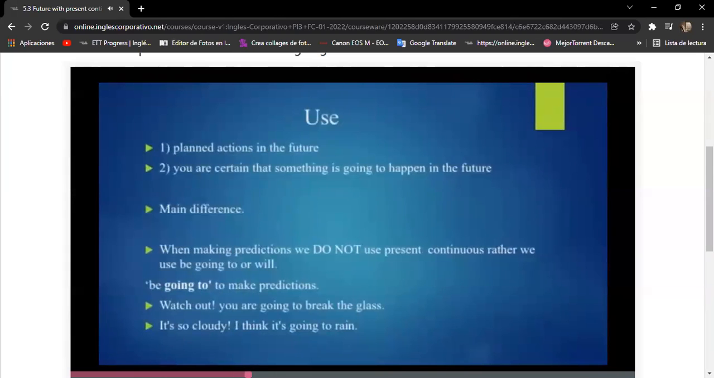Also, when we're certain that something is going to happen in the future. We want you to know as well that when we predict, we do not use present continuous. Instead, we use be going to. Read the examples with me. Be going to make predictions. Watch out, you're going to break the glass. It's so cloudy, I think it's going to rain.